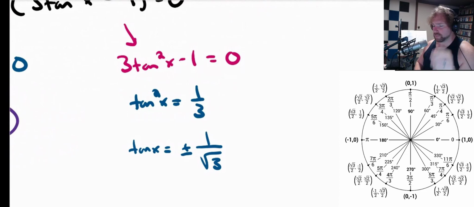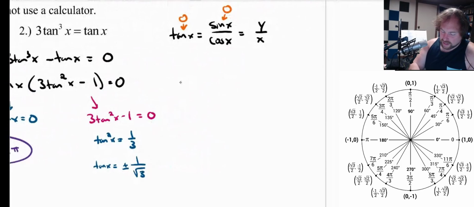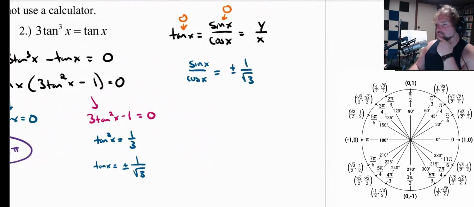So what we need to remember is that tangent is equal to the sine over the cosine. So what we're thinking about now is what sine divided by what cosine would give us plus or minus 1 over the square root of 3, like this. Now, if you start playing around with some of these x and y values, what we're looking for is a place where the top of the fraction is 1/2 and the bottom of the fraction is the square root of 3 over 2.